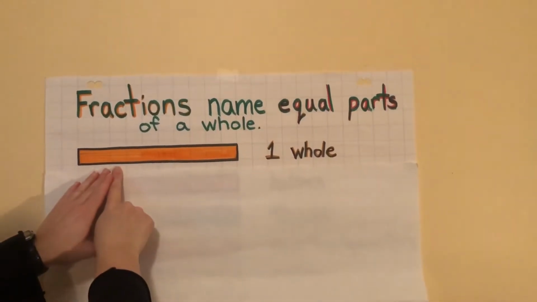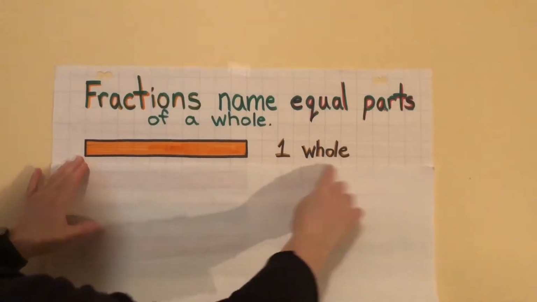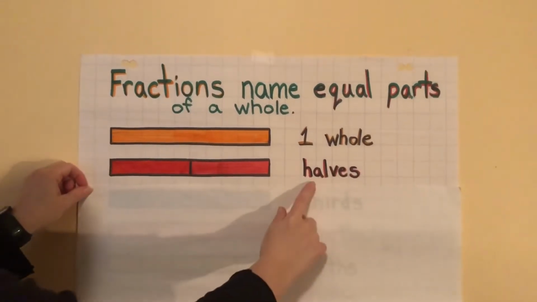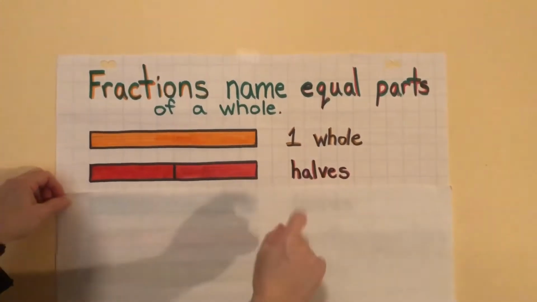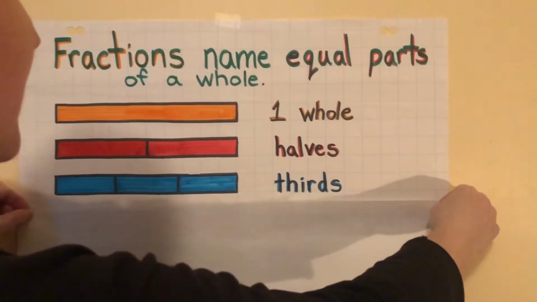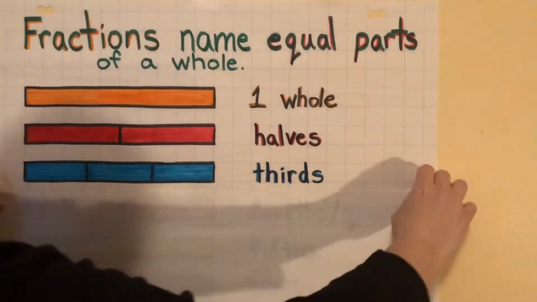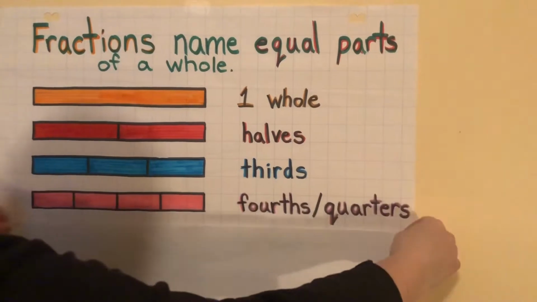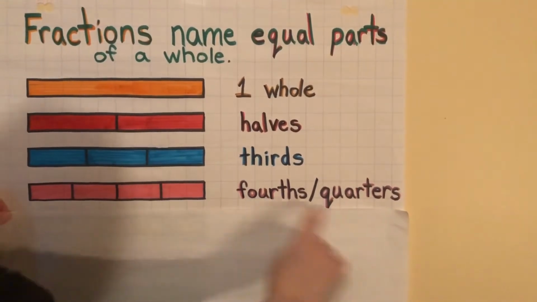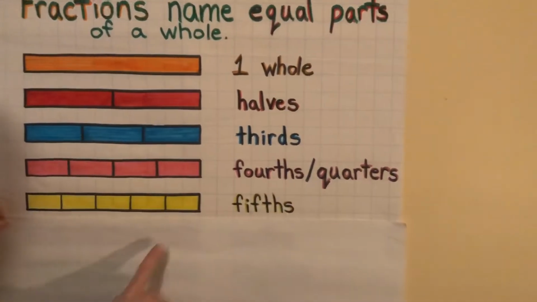So in this example, I have a rectangle. This is one whole piece, one whole. If I cut it into two equal pieces, like this, those are called halves. And these are words you're going to need to know how to spell. If I cut it into three equal pieces, like that, it is called thirds. If I cut it into four equal pieces, that is called fourths or quarters. That has two names. 5 equal pieces is called fifths.